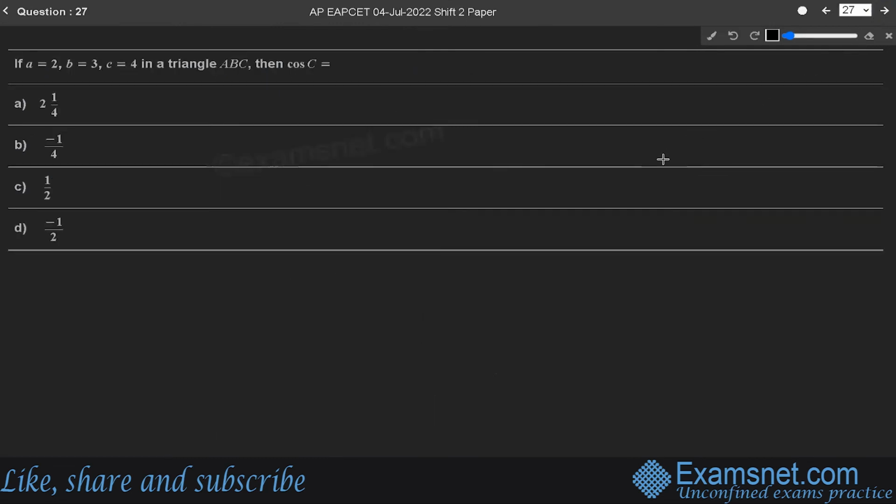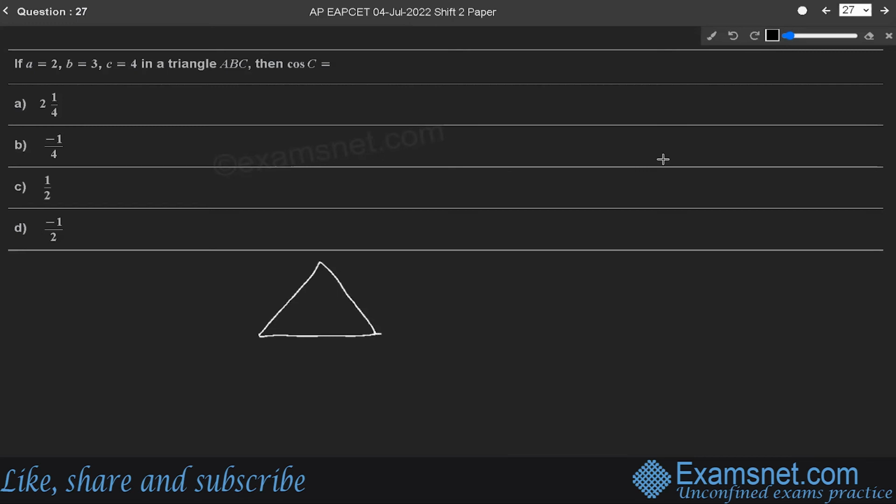Next question is, if a is equal to 2, b is equal to 3 and c is equal to 4 in a triangle ABC, then cos C is equal to. First, let us make the required diagram for this question. It is given that there is a triangle.